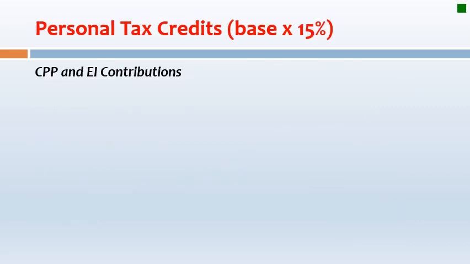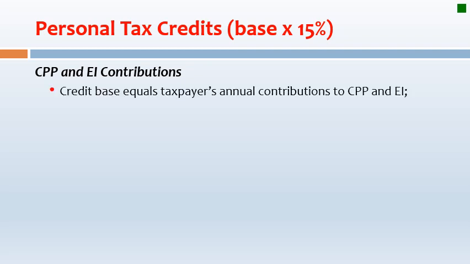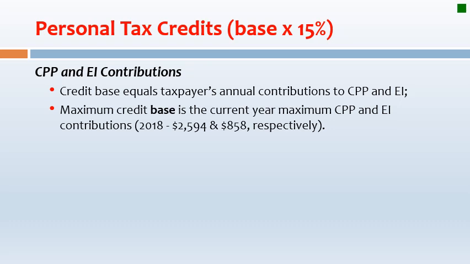Next up, some fairly common credits are the CPP and EI contribution tax credits. This credit base is going to be equal to whatever the taxpayer actually contributed to the Canada Pension Plan and Employment Insurance Plans throughout the year. The maximum credit base is the current year maximum for CPP and EI. I have the current numbers for the current year listed right here. That's the maximum the credit can be, and once again you'll multiply that by 15%.